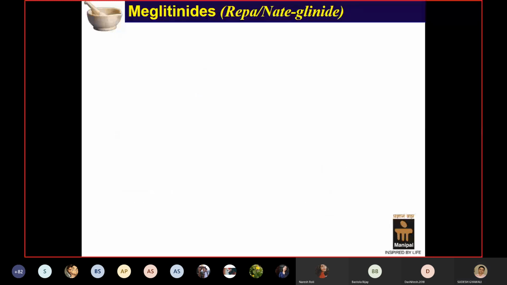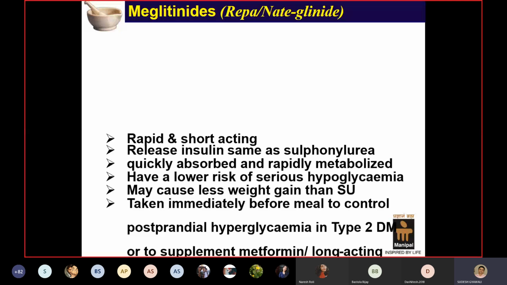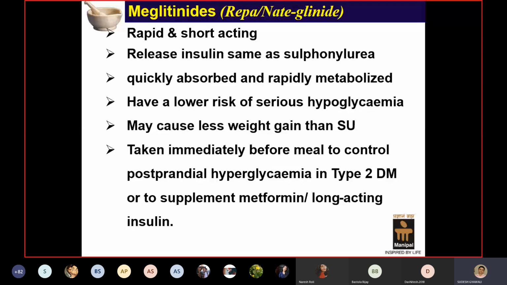Now let us talk about meglitinides. It is again an insulin secretagogue. It also secretes insulin, stimulating the beta cell for the secretion of insulin. It includes repaglinide and nateglinide. These meglitinides are rapid and short acting. Very short acting and rapid.